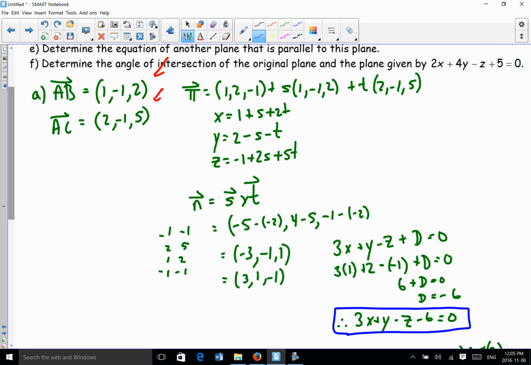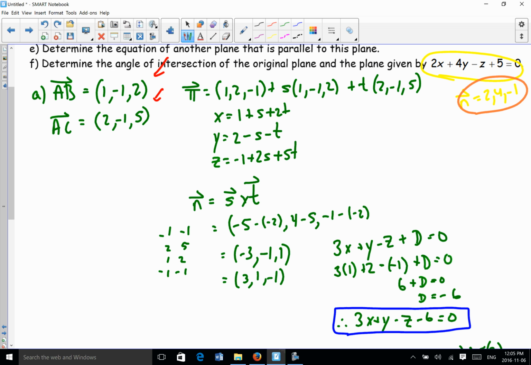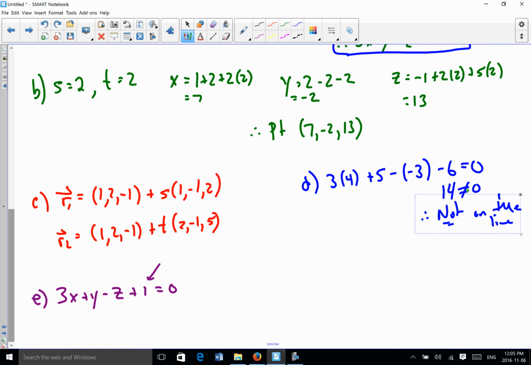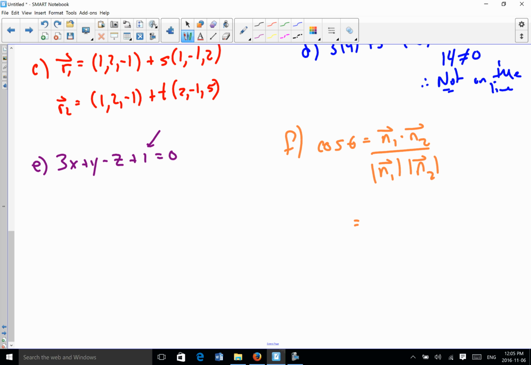And then part F, determine the angle of intersection of the original plane and the plane given by this new equation. Okay, this new equation right here has a normal of 2, 4, negative 1. We're going to change colors because that one is really hard to see. Okay, 2, 4, negative 1. Ours had a normal of 3, 1, negative 1. We know when two normals meet, that produces an angle. So for F, to find our angle, we're going to use our dot product idea, right? Normal 1 dot normal 2 over magnitude normal 1 times magnitude normal 2. That's what we've been doing over and over again. So our dot product will be between the two vectors.